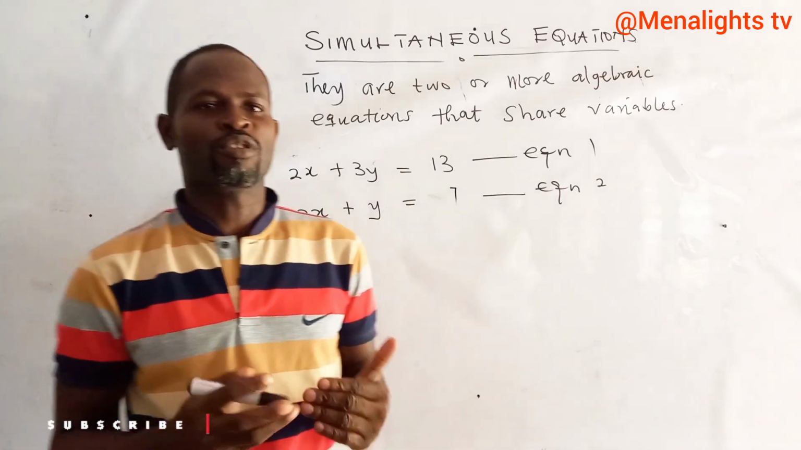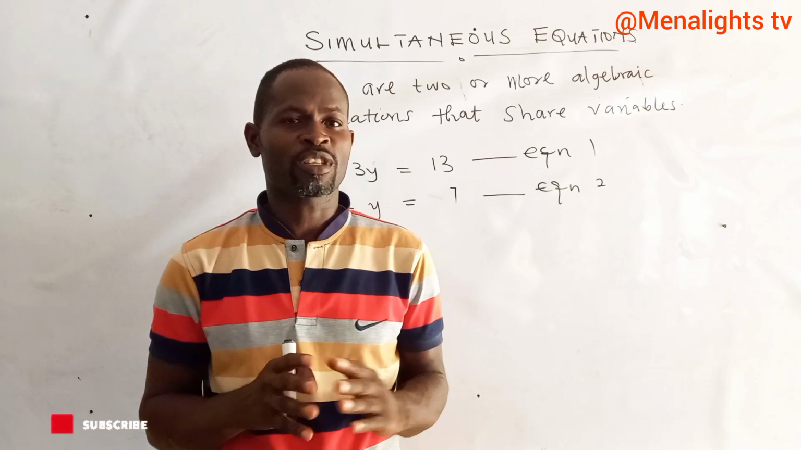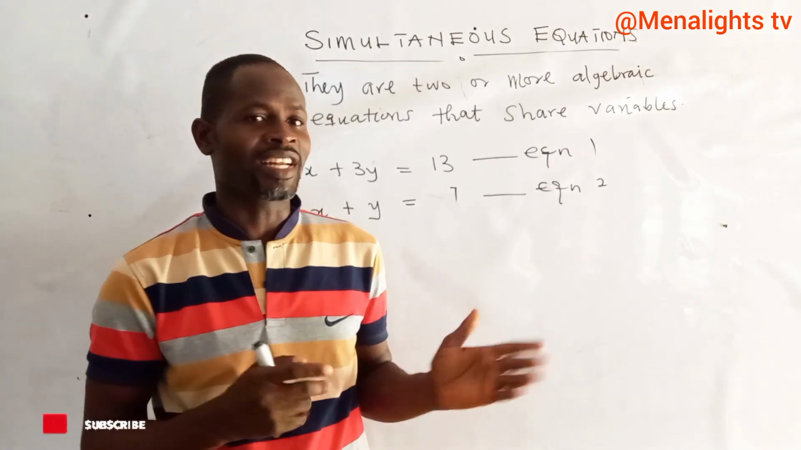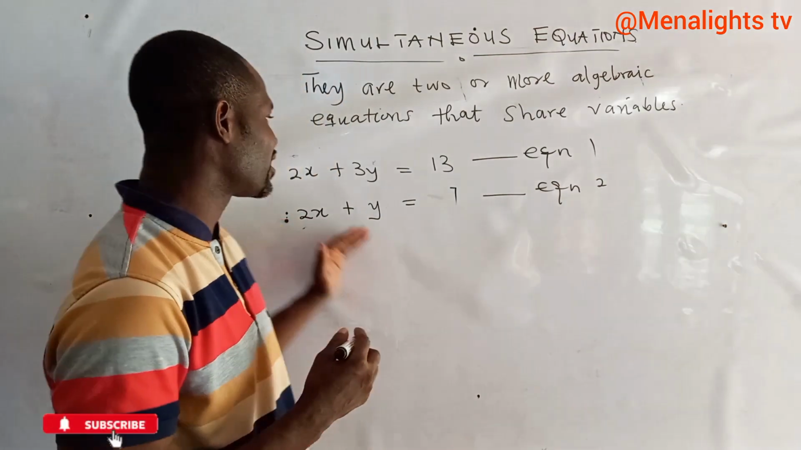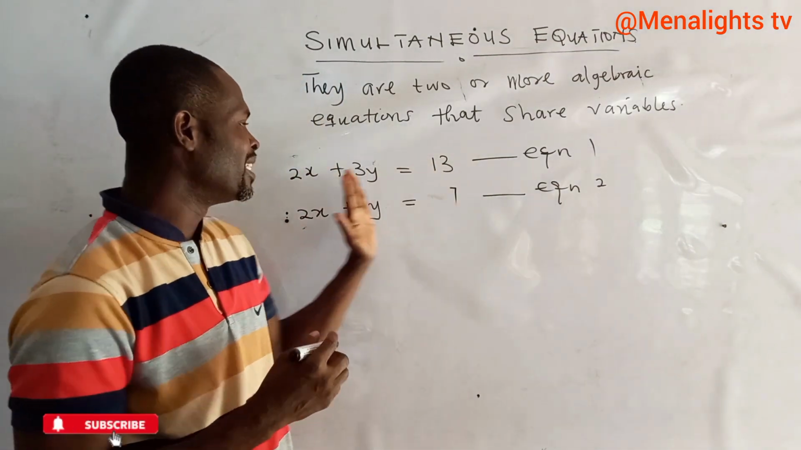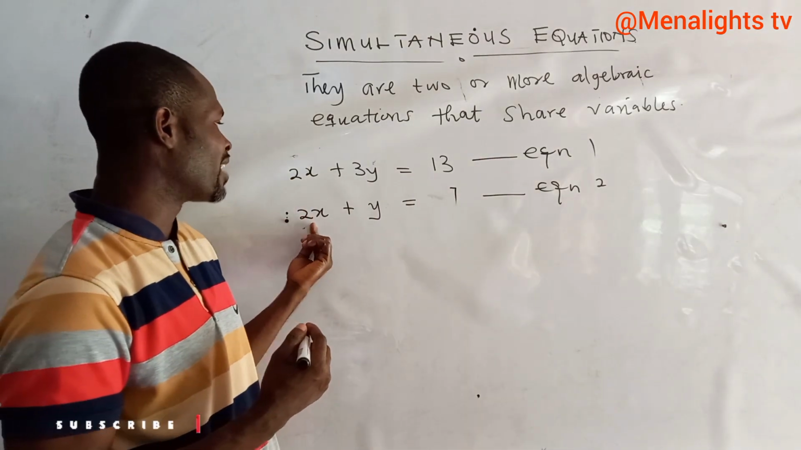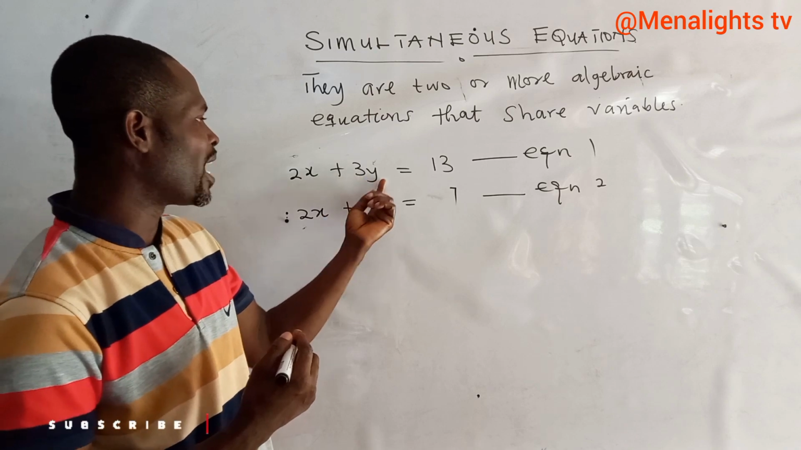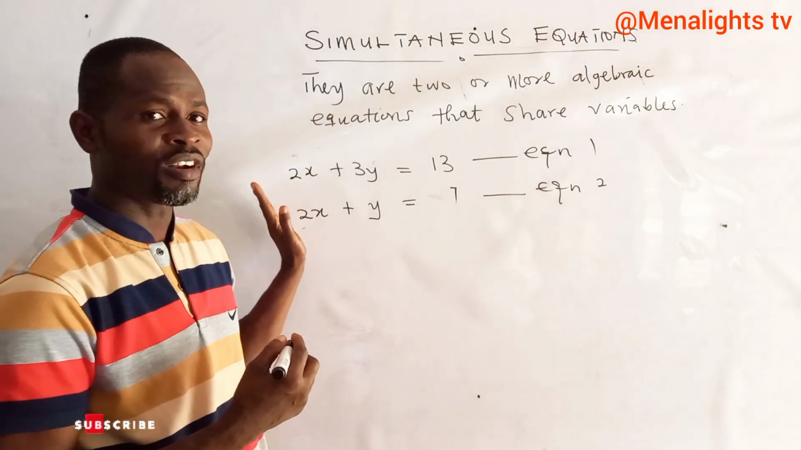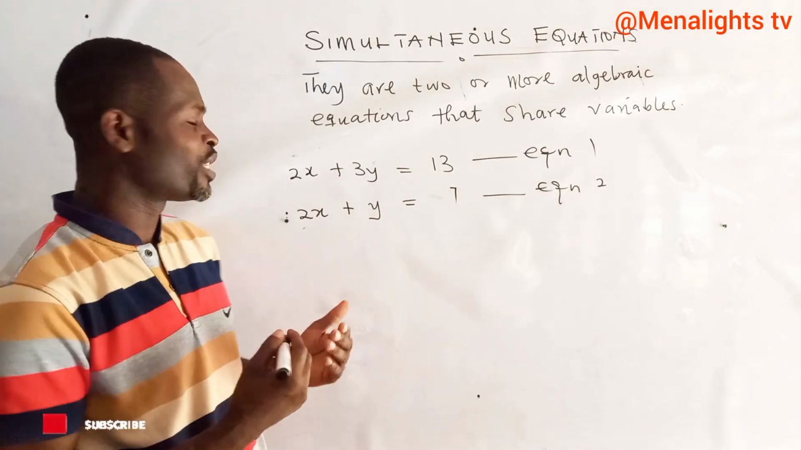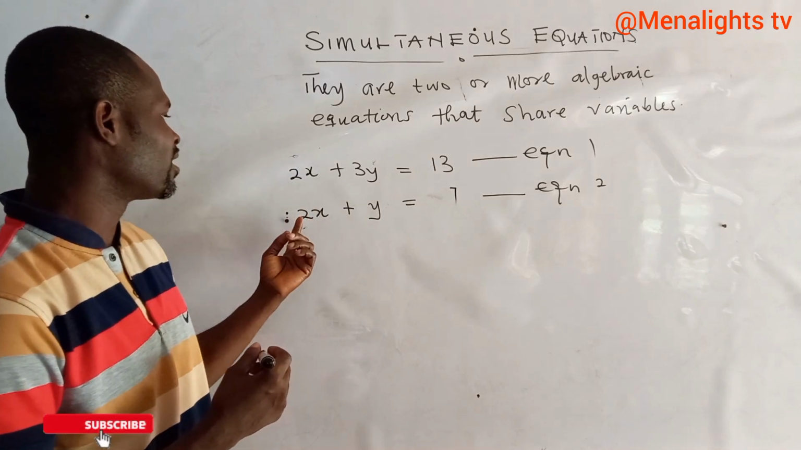Now, for us to solve this, I told you from the beginning that we have two methods. One is the elimination method. First of all, we are going to use the elimination method to find the values of both x and y. Under the elimination method, you look at the numbers and see which one you can easily deal with. We have 2x and 2x here, and 3y and y here. We have to eliminate one of the variables, which means the easiest one for us to eliminate is what? The 2x and the 2x.